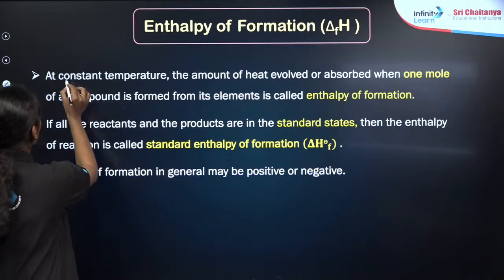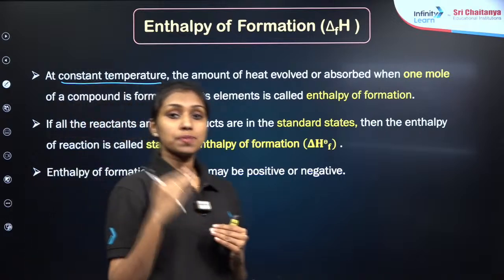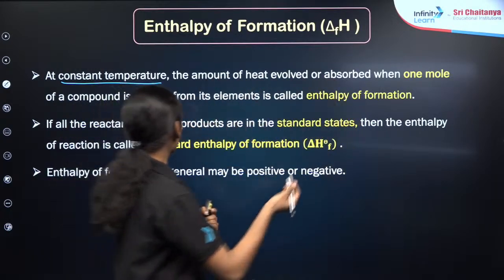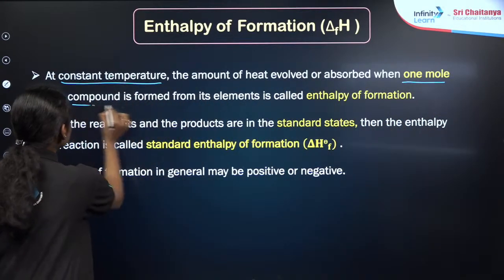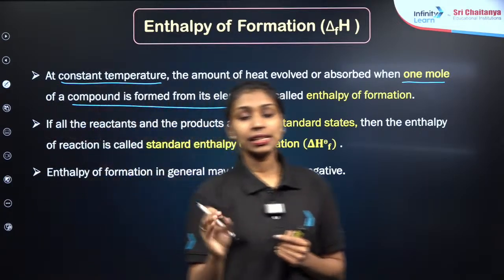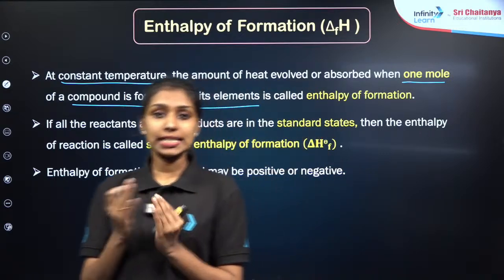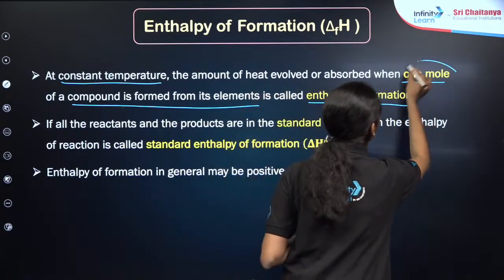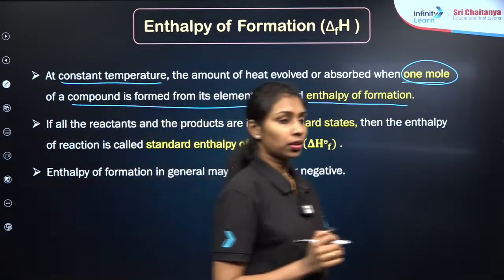For example, at a constant temperature, the amount of heat absorbed or liberated when 1 mole of a substance or a compound is formed from its elements is known as enthalpy of formation. Simply you can remember it like this: it is the enthalpy change happening whenever a product or compound is formed from its elements, right? That will be the enthalpy of formation. This term is very important for 1 mole of substance. Clear?